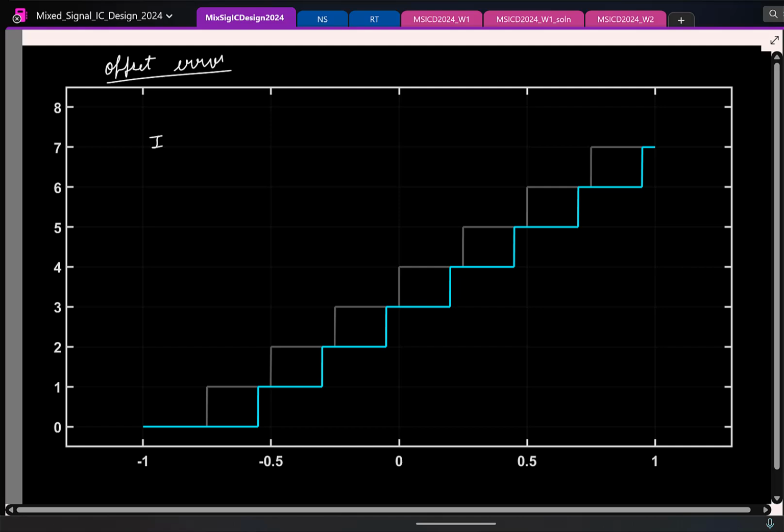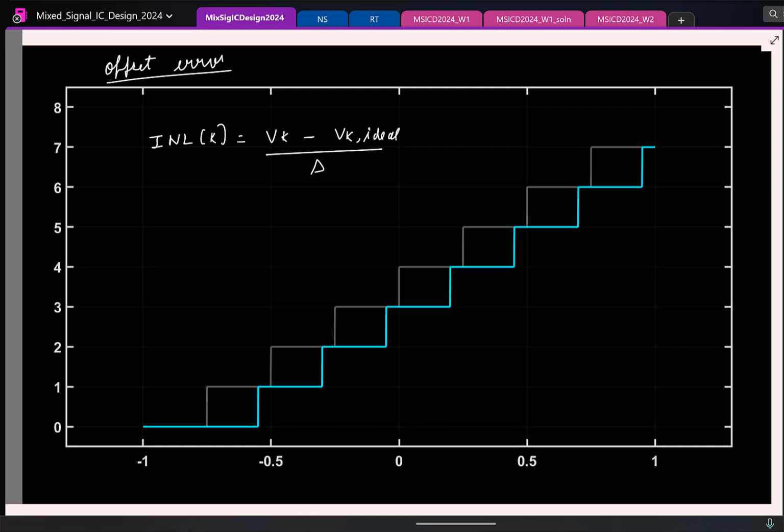So in this case, if I try to find the INL, INL is basically the deviation of the transition voltages. I will have Vk minus Vk ideal by delta. So here it will look like all transition voltages are deviating and I have INL, but that is not the actual picture. So what should you do? You will take the average again. But what average are you taking?